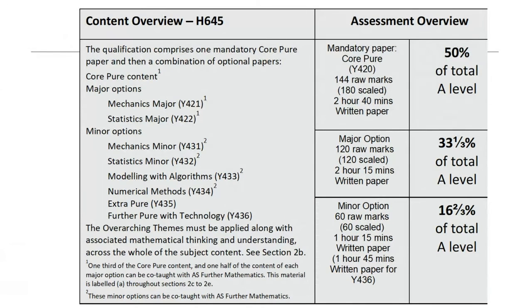Or you can choose mechanics as a minor option worth 1/6 of the A-level, and then alongside that you can either choose statistics major or 2 other minor options. There are more details on the handout as well as in the specification itself. But there's lots of flexibility, lots of ways in which students can take some mechanics in A-level further maths.